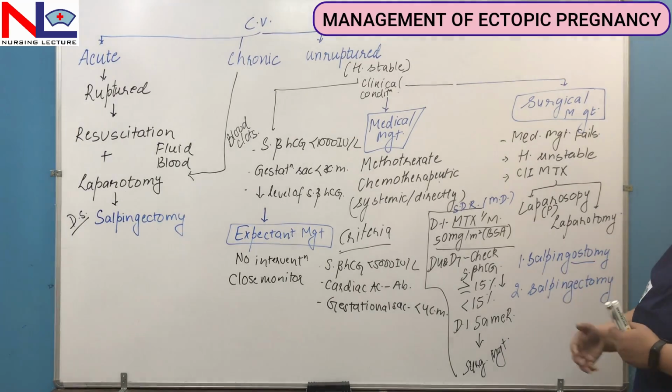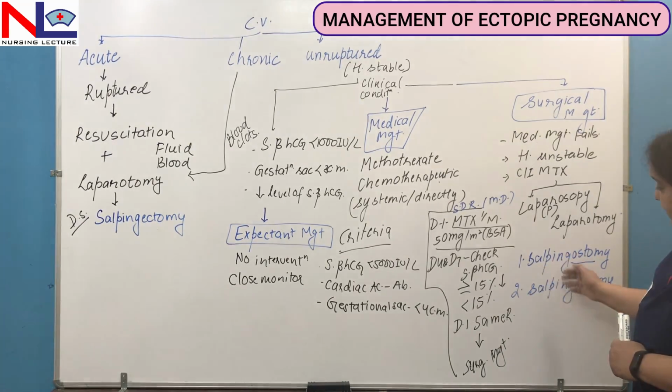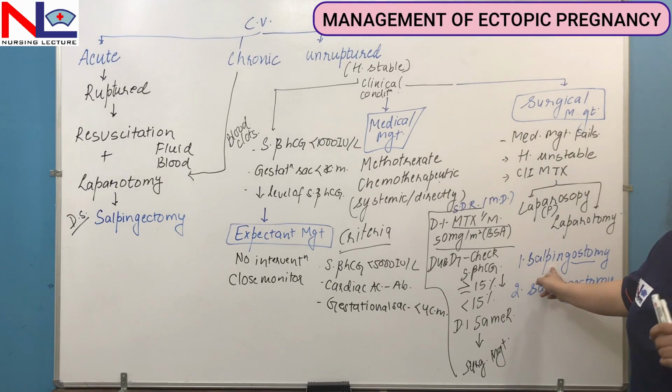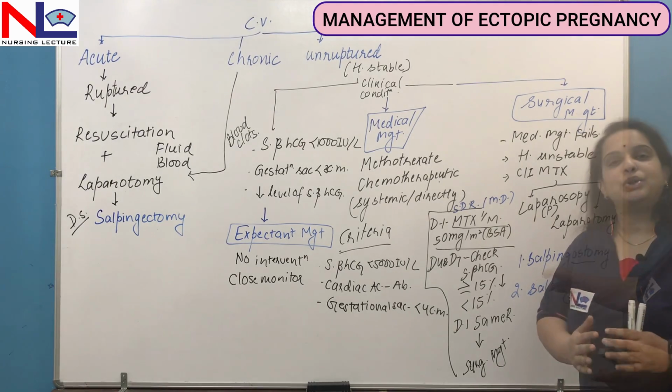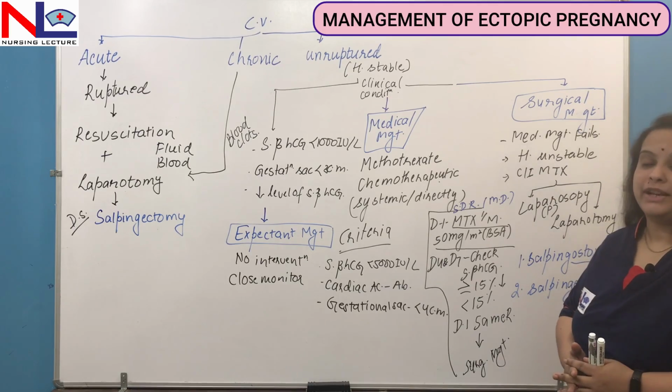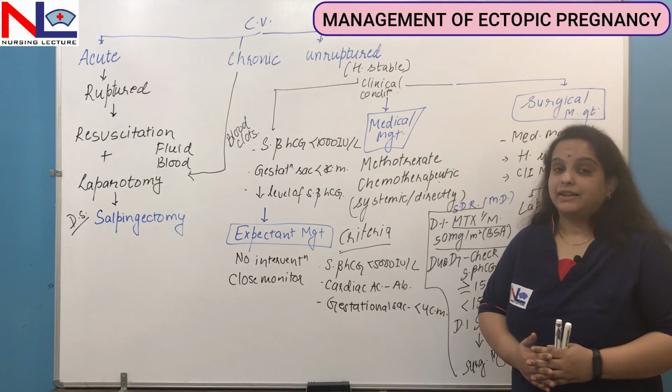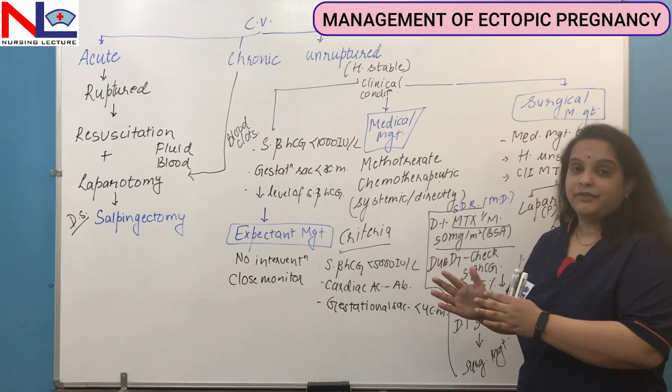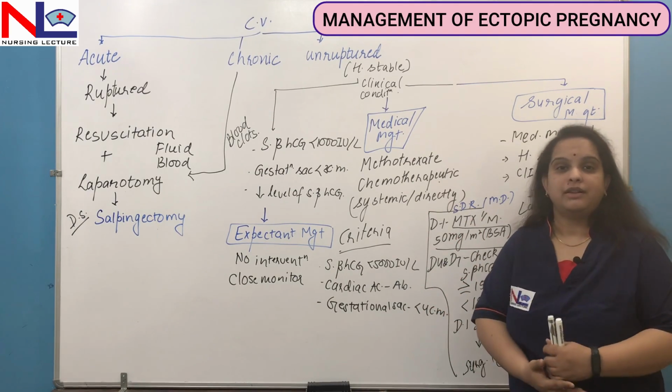So these are the surgeries, but salpingostomy is the conservative surgery where we are preserving the tube for future need. So this is how we can manage tubal ectopic pregnancy, and it depends on the clinical variety, whether it is acute, chronic or unruptured.